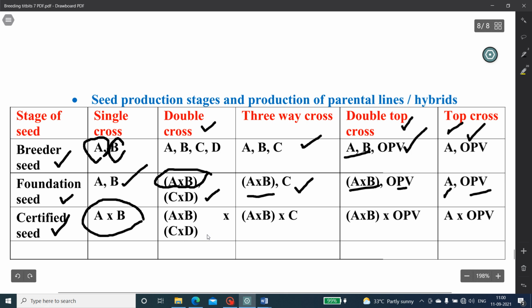And here also in the double cross, A and B is the female parent that should be raised along with C and D by using the planting ratio. Here A and B and C are raised. A and B is a single cross, that is the female parent, and C is the male parent that has to be raised in the hybrid seed production field, adopting the planting ratio. Similarly in double top cross as well as top cross.